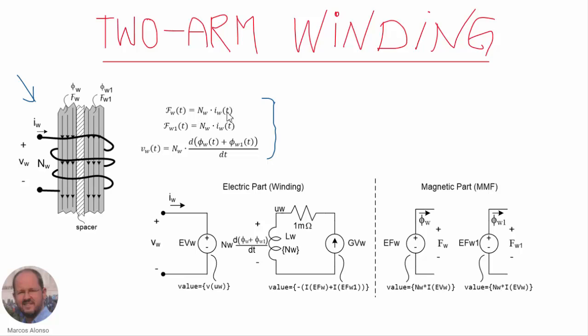We have a magnetomotive force for each of the magnetic elements, and then the voltage across the winding is going to be proportional to the derivative of the total flux, the addition of both fluxes, in time. The implementation of this element is very similar to the simple winding. We use the same part in order to emulate the behavior of the electrical part, which is the winding, and then we have two magnetomotive forces in order to generate the fluxes corresponding to each arm of the structure.